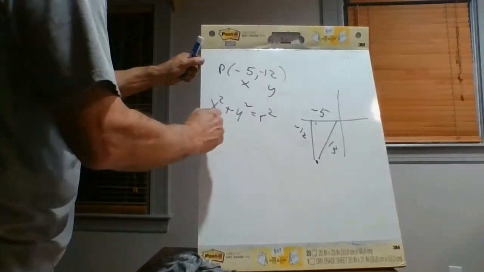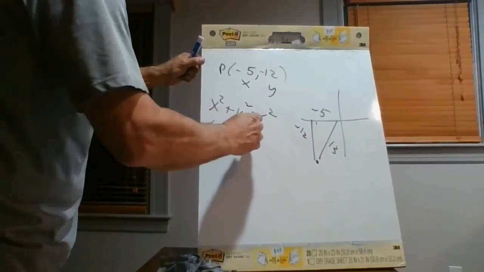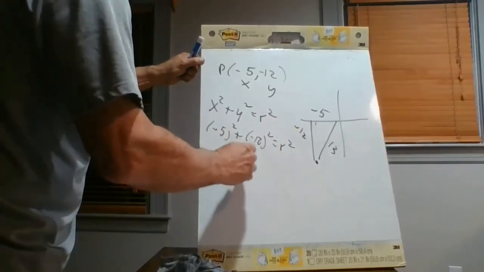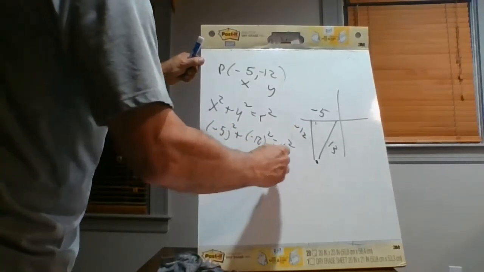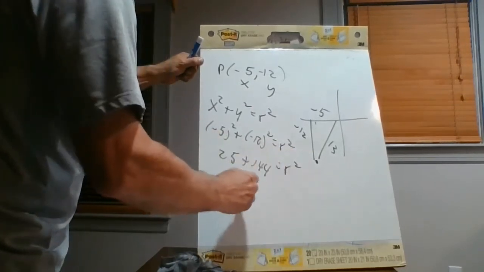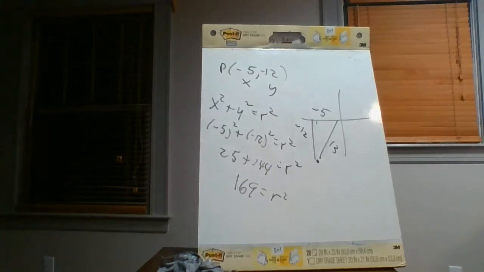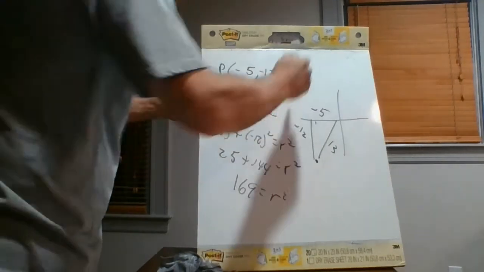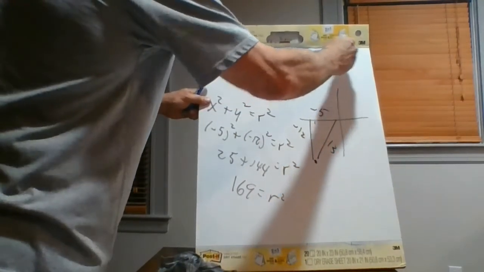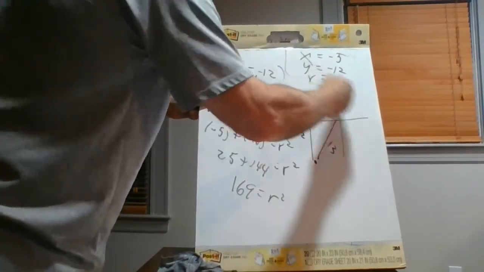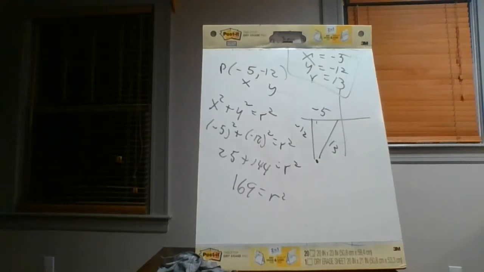Let's solve for r. That's 25 plus 144, 169. So r is the square root of 169. Usually we'd say plus or minus, but r always has to be positive, and that's 13. That's all you need in order to form the trig functions.